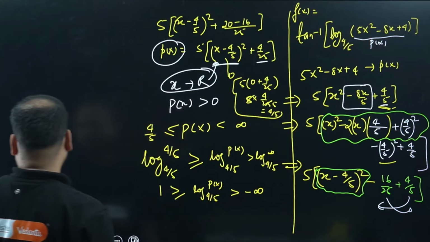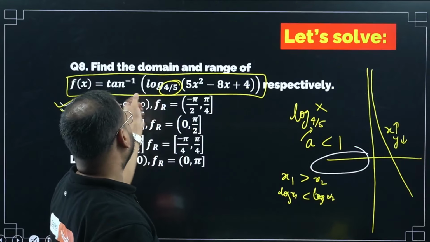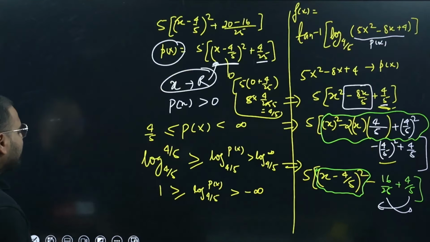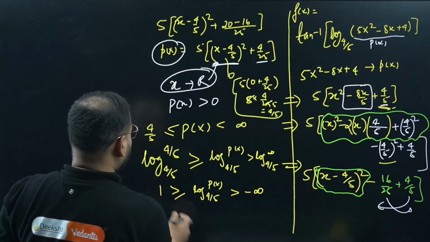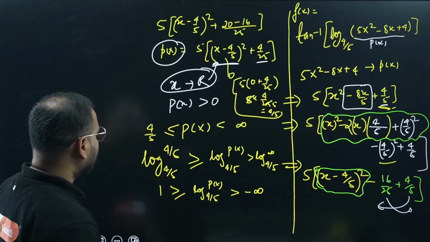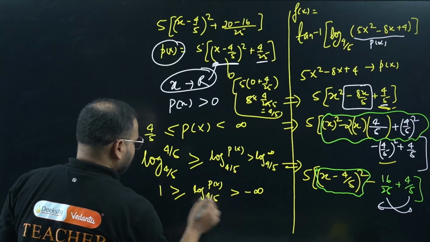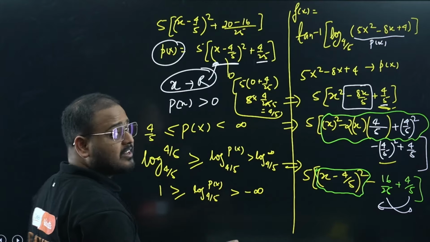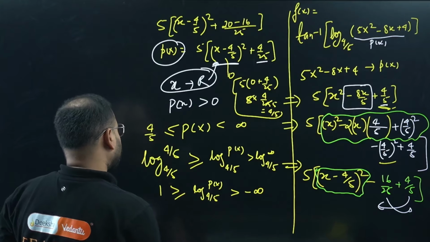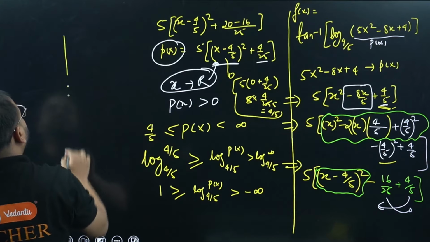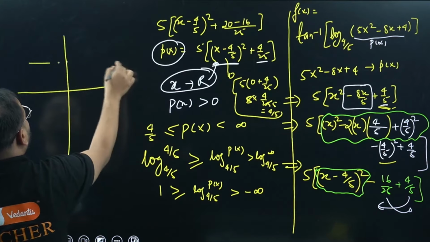Now I want to find what? Last step: tan inverse on these values. So I can find tan inverse on both the extremes. Correct? So if I have to write this again, apply the tan inverse. Tan inverse, is it an increasing or decreasing function? Increasing function. Tan inverse is an increasing function. Don't say you don't know the graph of tan inverse.